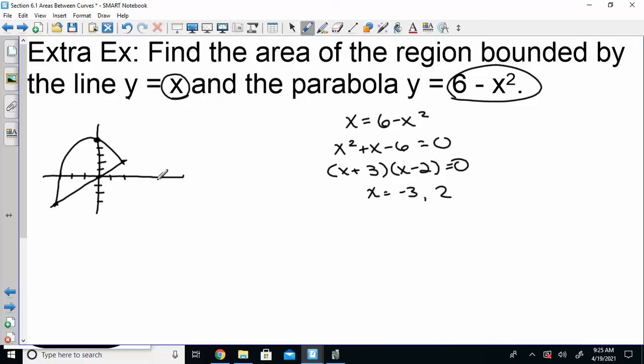Okay, so that's what I'm looking for. Since x is my variable, everything is an x. This is a dx. These are x values, which we have as -3 and 2. And when you're dealing with x, you do top minus bottom. So the top curve is the 6 minus x squared, minus the bottom, which was just x.